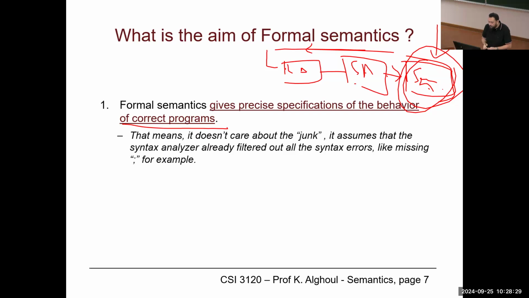Okay, so the most important thing when it comes to formal semantics is that we don't care about the junk. So for example, let's say I'm using C, and in C, I'm writing something that is missing the semicolon.